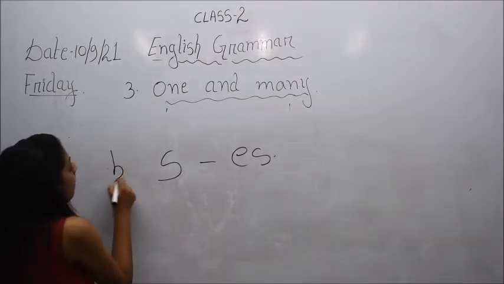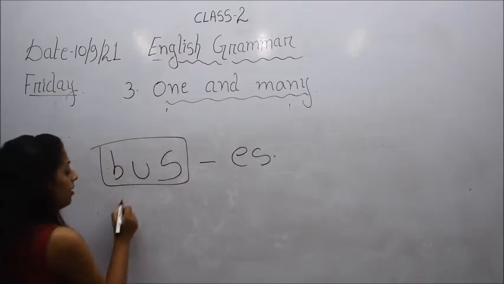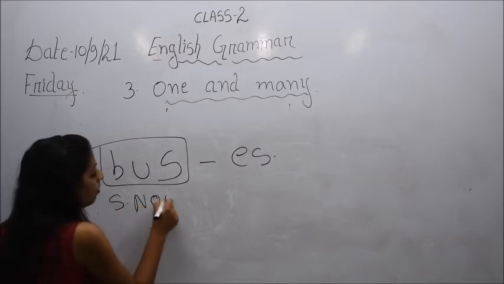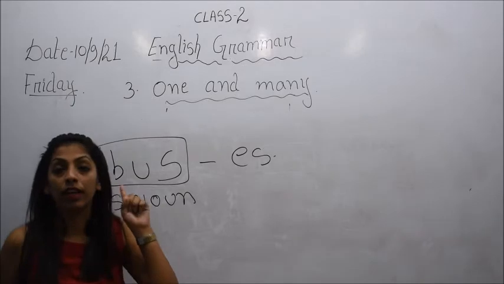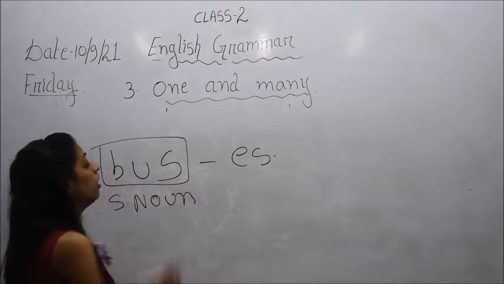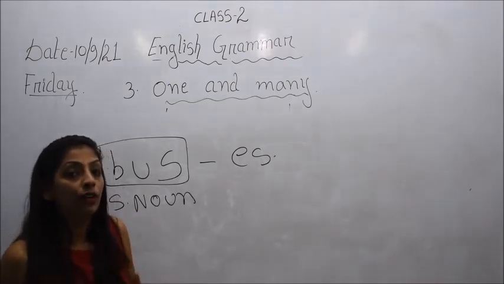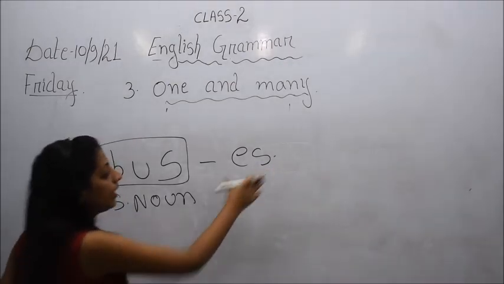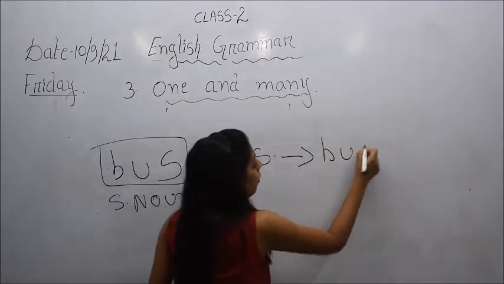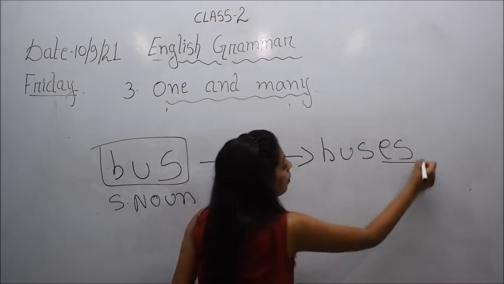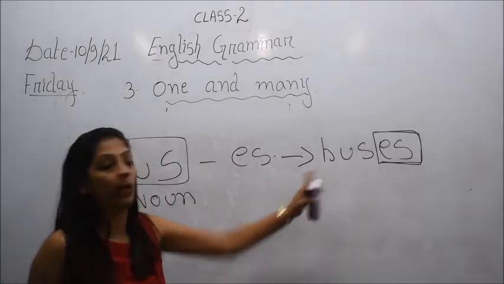For example, bus. All of us know what a bus is, right? And it is a singular noun now, because we are talking about only one bus. So if you are asked to convert it into the plural noun, then how will you convert? You have to add ES after it. B-U-S-E-S. So do you see, children, you have to add ES after bus to make it plural.